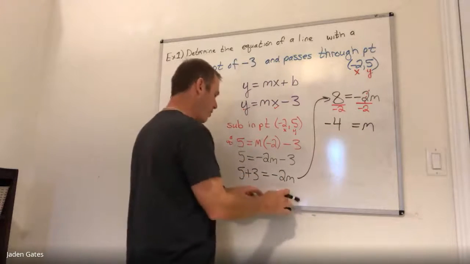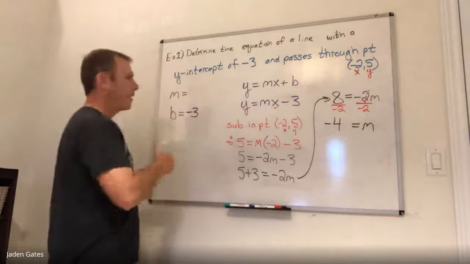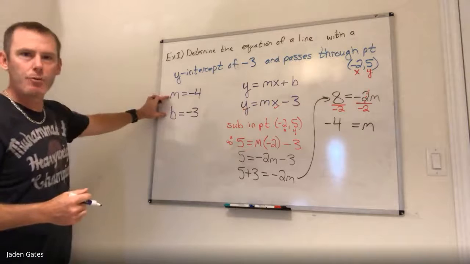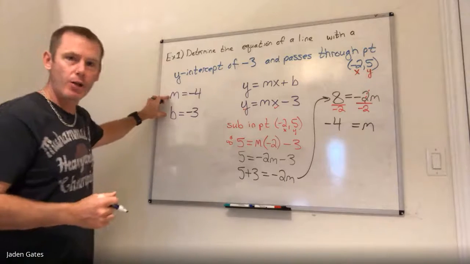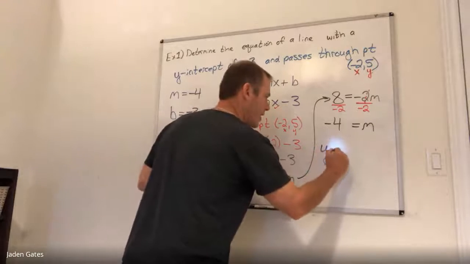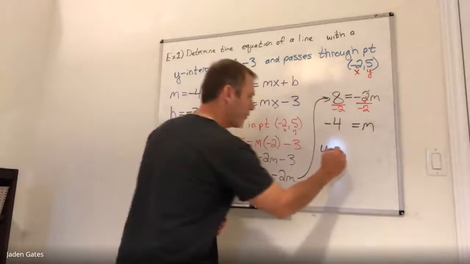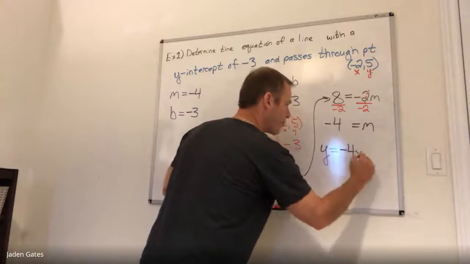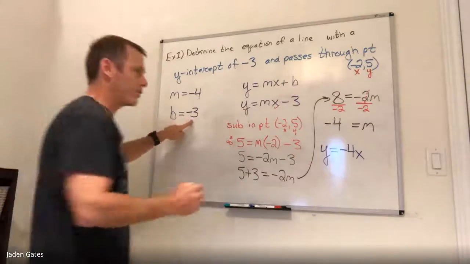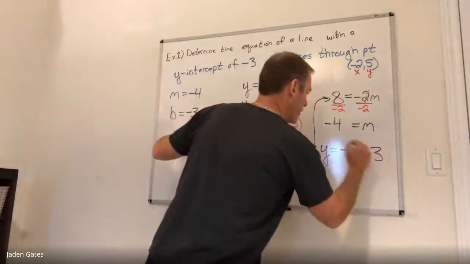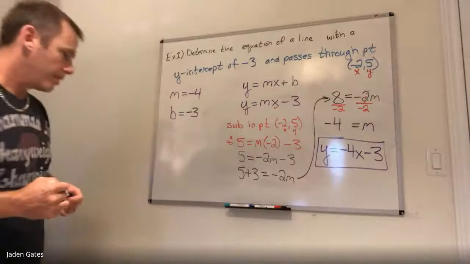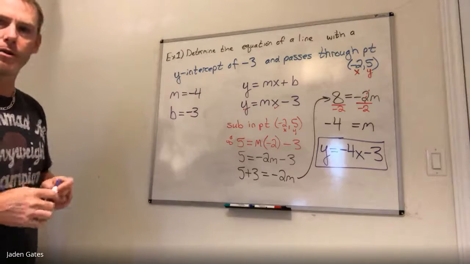Now that I've got my slope, it's -4. Bingo, I've got the two pieces of information I need to write the equation of a line. The final thing I'm going to do is write y equals, my m was -4, and there's always an x after that, and then my y-intercept was -3. So the equation of our line is y equals -4x minus 3.